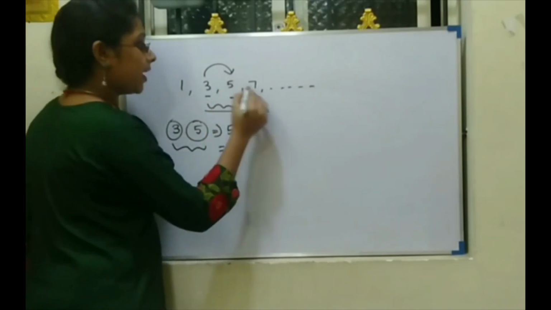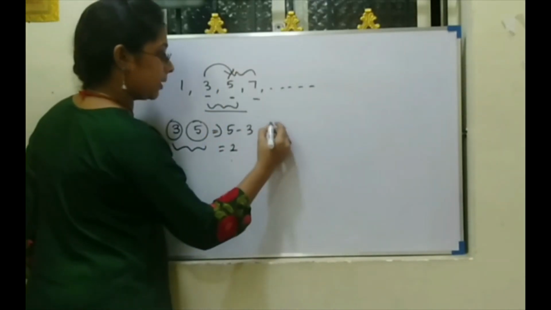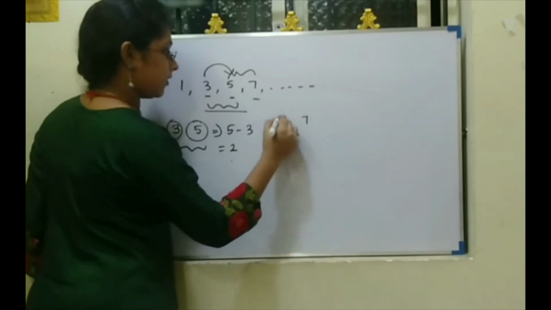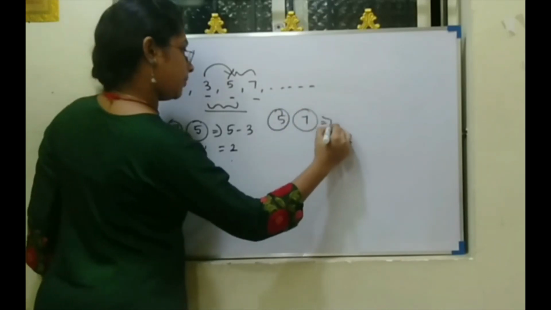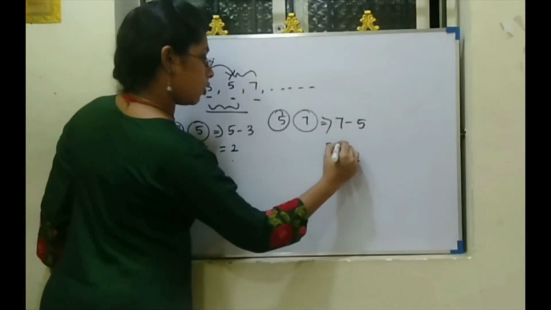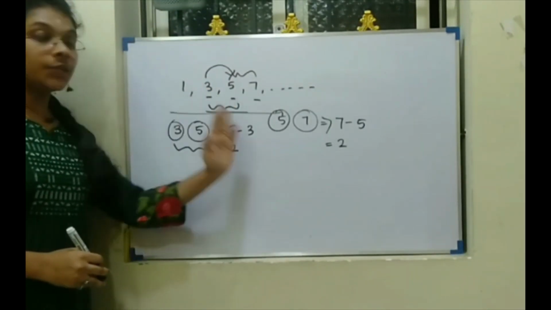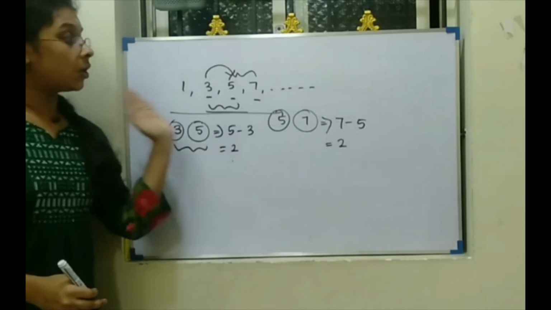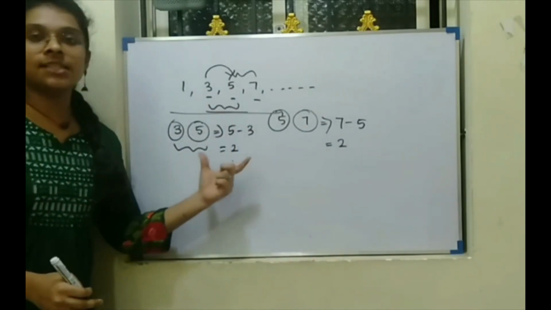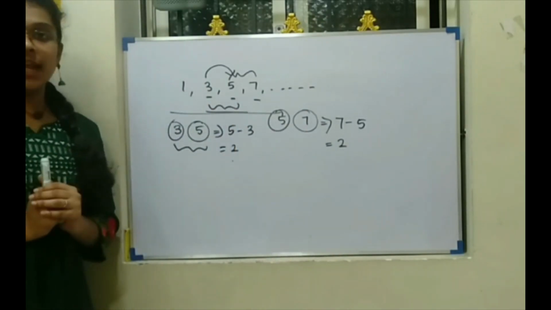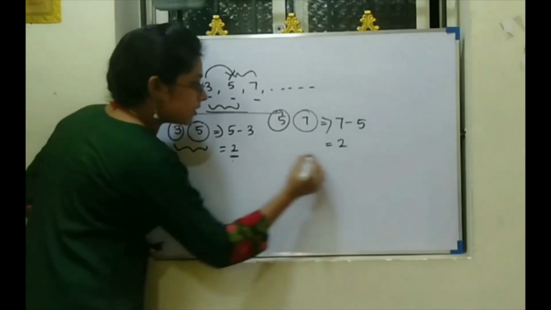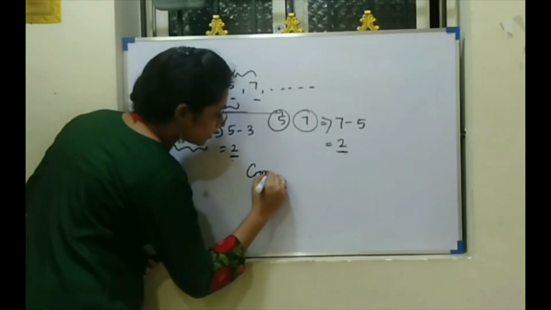Then I am taking 5 and 7. If I take the difference, that is 7 minus 5, it is also 2. If the difference between the consecutive terms in the whole sequence, in the whole list of numbers, is the same, then it is an AP. This difference is known as the common difference.